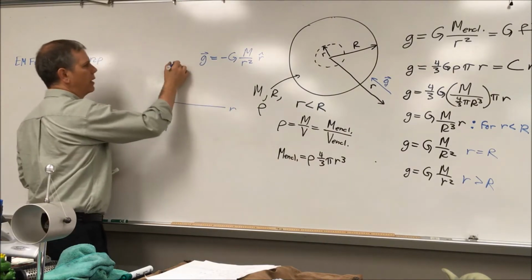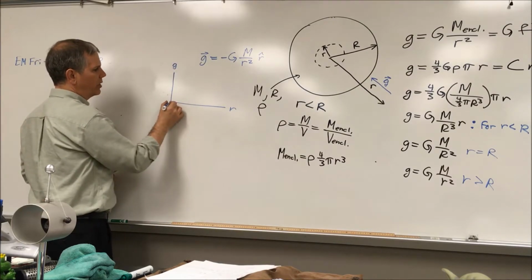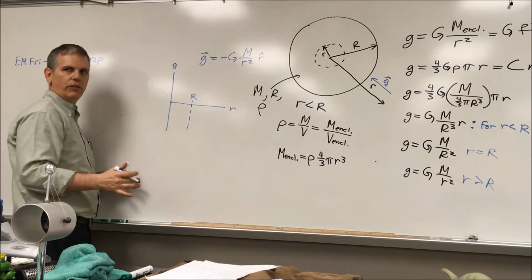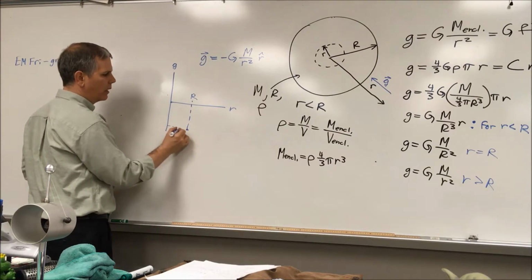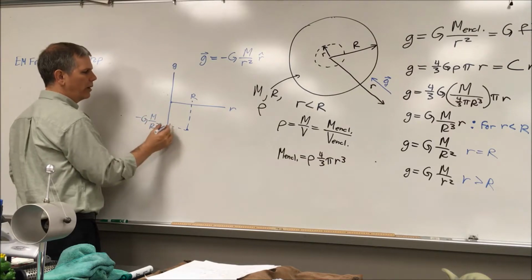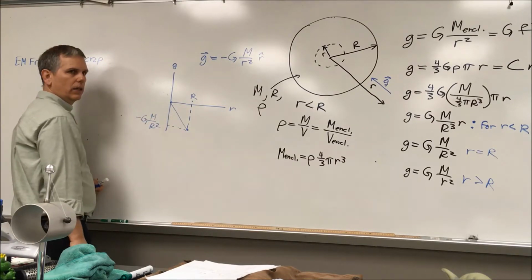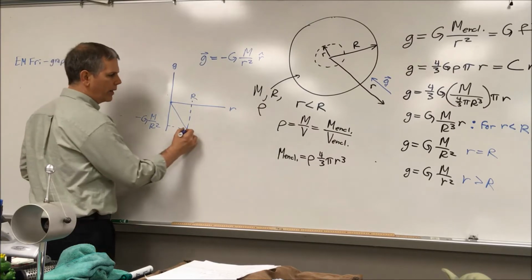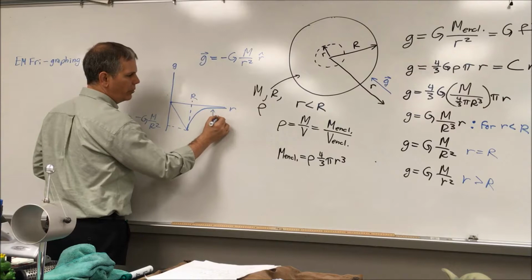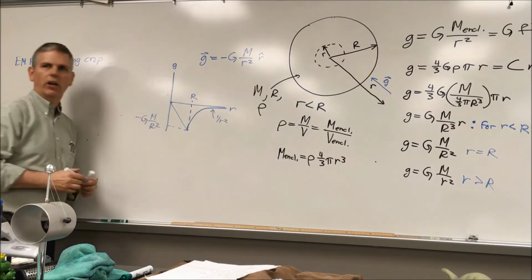If this is r and this is g, it starts at the origin. At a distance r from the planet, at the surface, it goes to a maximum point, which is negative big G, big M over r squared, linearly. At which point it will start to decrease at a 1 over r squared. And I usually do this just to make sure I get all the points.